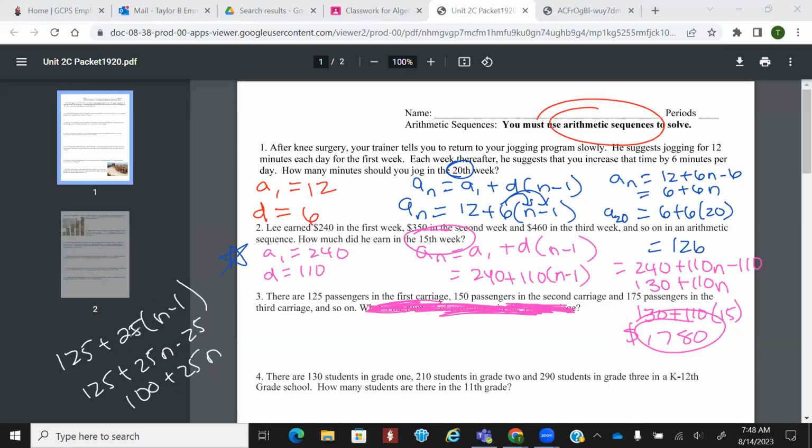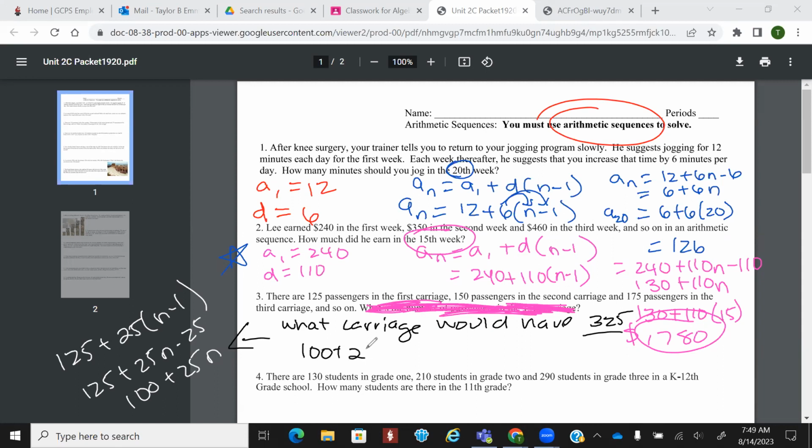Okay, so here's my formula right here. Let's say I wanted to figure out what carriage would have 325 passengers in it. Let's say I asked that question. How would I go about solving that? So now I've given you the number of passengers, not the number of carriages. So we're not going to take 325 and just plug it in. What are we going to do instead? We're going to take this and set it equal to 325 and then solve.